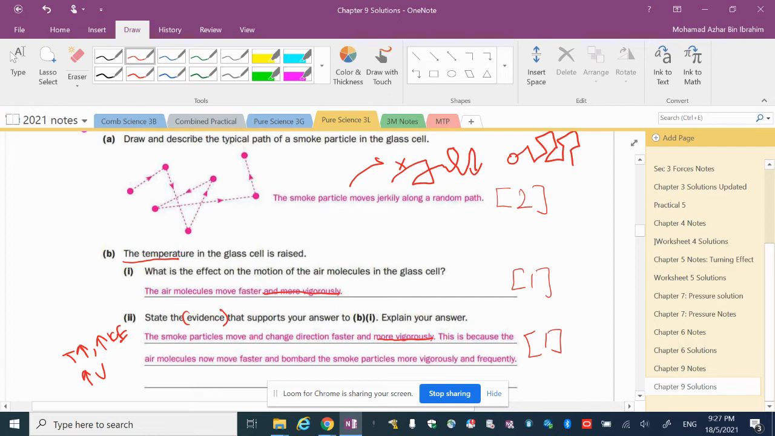So because the invisible air molecules are now moving faster, they will hit the smoke particle more frequently, and each hit will be more forceful. So it will move further, then it will change direction. Okay, no curve. It will change direction very quickly, and it will change more often. All right.